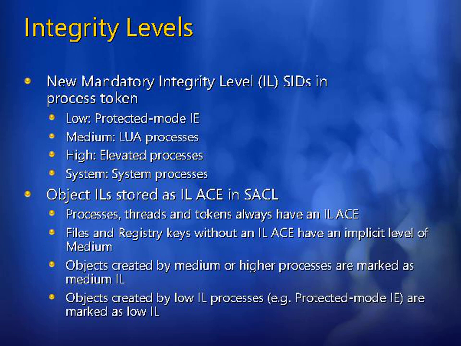In addition, there's an integrity level on each object in the system. So every process and thread and token has an explicitly defined integrity level which reflects the integrity level of the process that it's associated with. Files and registry keys and other objects like that don't necessarily have to have an explicit integrity level, and if they don't have an integrity level specified for them, they're assumed to be at medium integrity level. So you don't have to waste your time assigning integrity levels to all of them or taking up disk space for those integrity levels. The integrity level assigned to an object, if it's being created by a process running at medium or higher, medium, high, or system, will be medium. And if it's created by something running at low, like protected mode IE, it will be defined as a low integrity level.